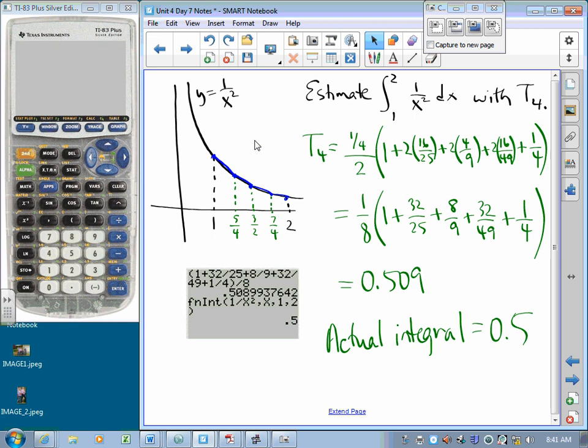When you have a concave up function, the trapezoidal approximation will be an overestimate. Not by much, but an overestimate nonetheless. Okay, cool. That's the trapezoidal rule. You've got to know how to execute it. You will know how to execute it. Fantastic. We'll see you tomorrow.